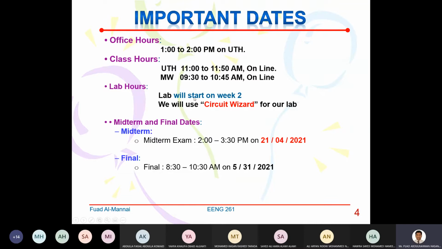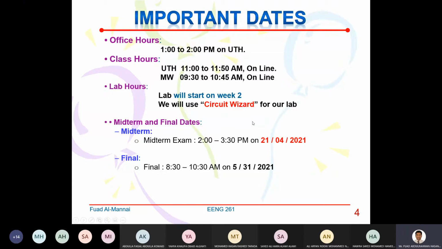Lab hours will start in 2 weeks. We were going to use Circuit Wizard for our lab. So what I want you to do is download the Circuit Wizard and learn it.